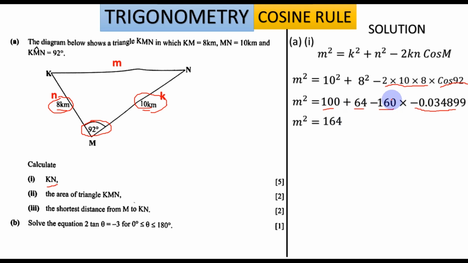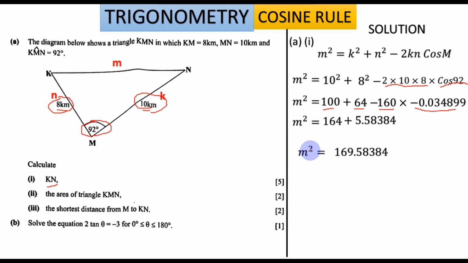Then when you multiply negative 160 times negative of 0.034899, you're going to have positive 5.58384. Okay, from here now, that's when I can add. So when I add these two, I'm going to get 169.58384. After this, now take the square root of your value.